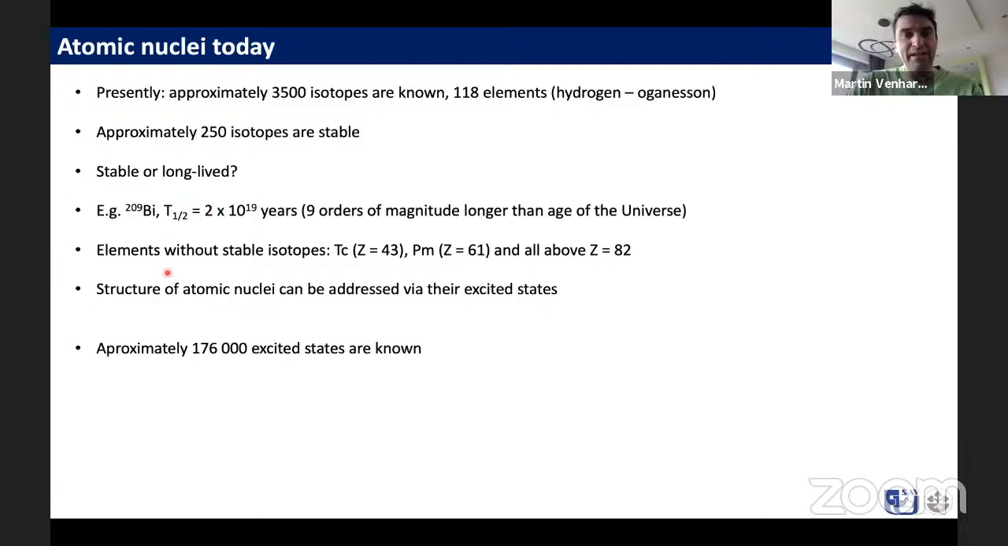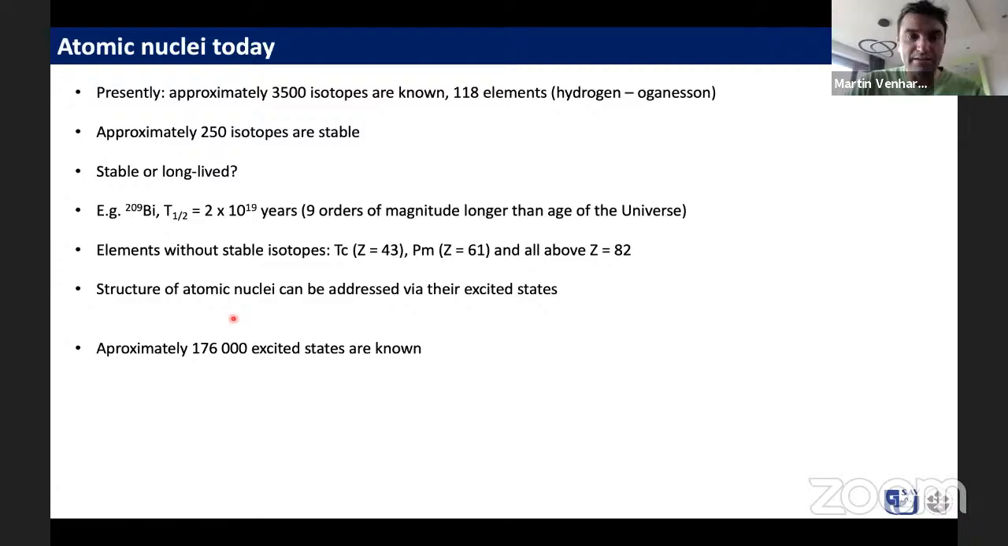There are few elements without stable isotopes. Everything heavier than uranium doesn't have a stable isotope. Or sorry, heavier than lead, even uranium is not stable. But we have two other elements, technetium and promethium, that do not have a stable isotope.